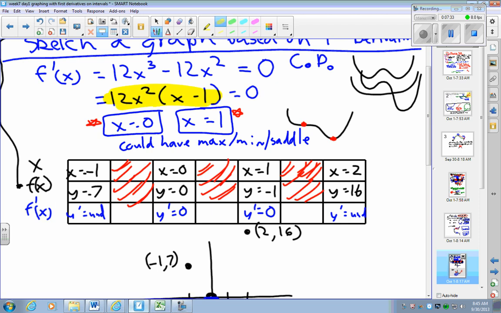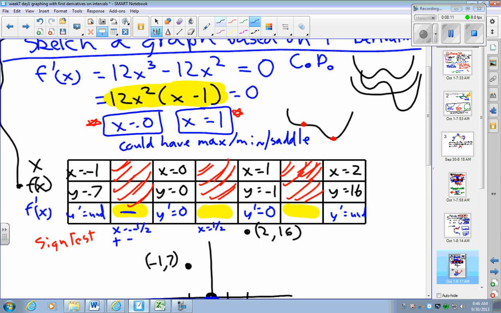Now, if I want to do the sign testing on the first derivative, I would do it right here, and I'm going to sign test, sign test, sign test. A couple ways to do it. Plug in maybe like a -1/2. So I'm thinking of x equals -1/2. -1/2 squared, positive. -1/2 minus 1, negative. Positive times negative, negative. Here I might think of x equals +1/2.